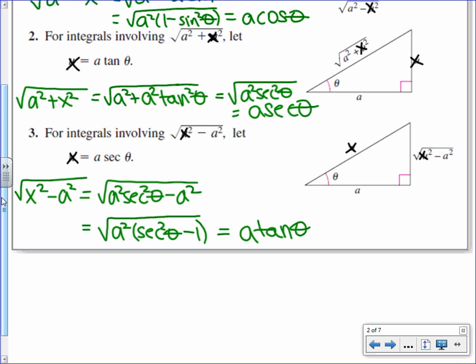For when we get to the end, we're going to want to change everything back to our x's. If you get an integral with x's, your answer needs to be in terms of x. Okay? Well, we are going to change our integrals to thetas. Is what's going to happen. So when we get to the end, we're going to need this relationship to figure out what all of our thetas mean.